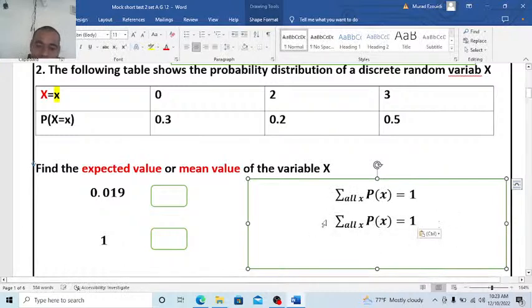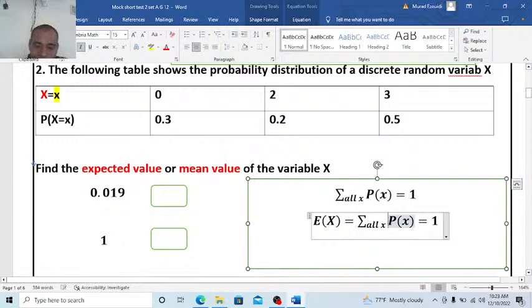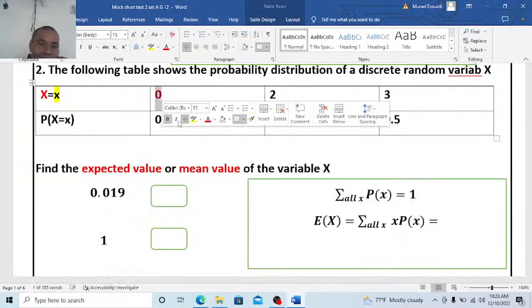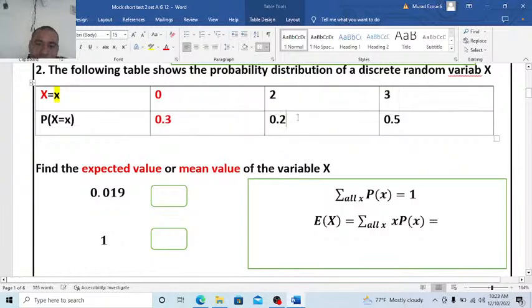Now to find the expectation, you are going to write like that: E of X, capital X of course, means the mean or the expectation value, is equal to the sum of x multiplied by P of x. Okay, you are going to find the value of this. So here you are going to multiply 0 by 0.3, plus 2 multiplied by 0.2, plus 3 multiplied by 0.5, and then find the answer.